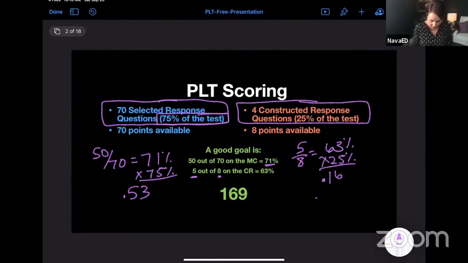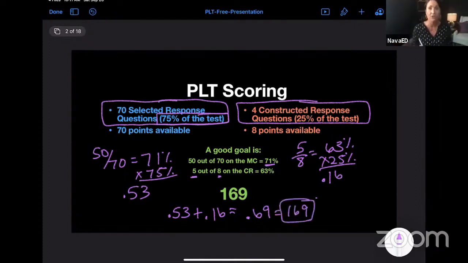So then you take the 0.53, let me go down here, 0.53 plus 0.16, and I get 0.69. All I do is take off that decimal point and put a 1 in front of it, which equals a 169 for your scaled score.